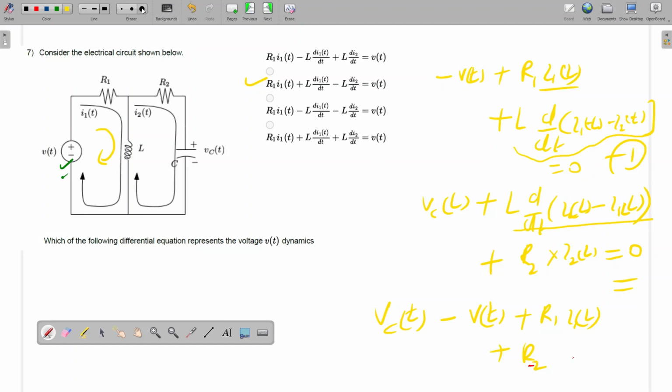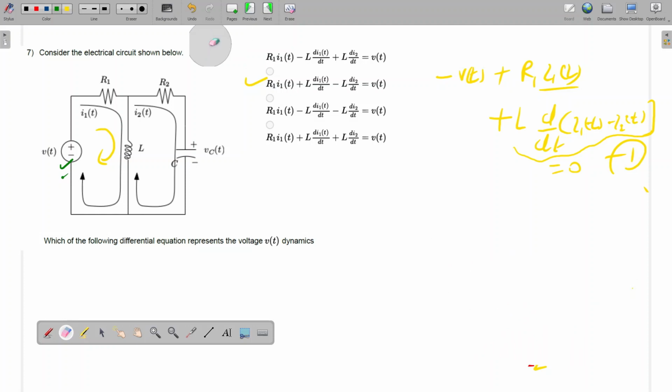R2 is not there in this one, so directly the first equation itself is given as the option. Equation 1. No, sir, we have to find the equation for voltage V(t), so that can be found by considering the first loop only. Okay, got it. Directly with the first equation only we can find it. That only is the answer, I think.